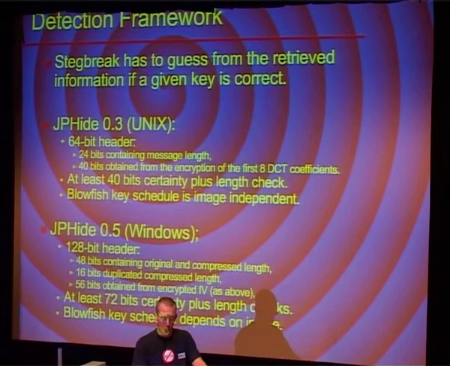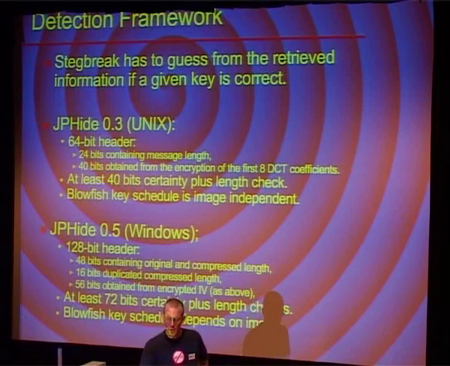So stack break has to guess if the key is correct, and we can do that by looking at the header. So for JPHide, the Unix version, we get a 64-bit header. 24 bits are used to contain the message length. And 40 bits, and I don't understand why at all, are obtained from encrypting the first 8 DCT coefficients, and that's stored in there. So now if we try a key, we can immediately get 40 bits of certainty if we got the right key. So this made it really, really easy for dictionary attacks. And no, he doesn't select the bits super randomly anyway, and he uses Blowfish encryption.